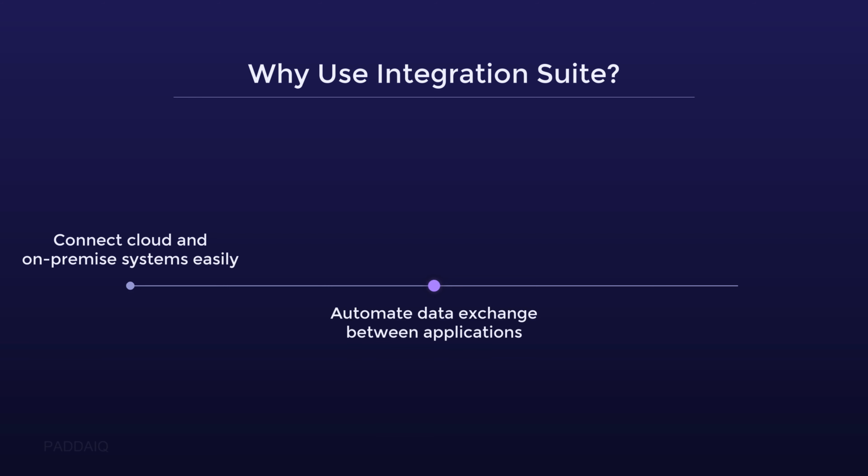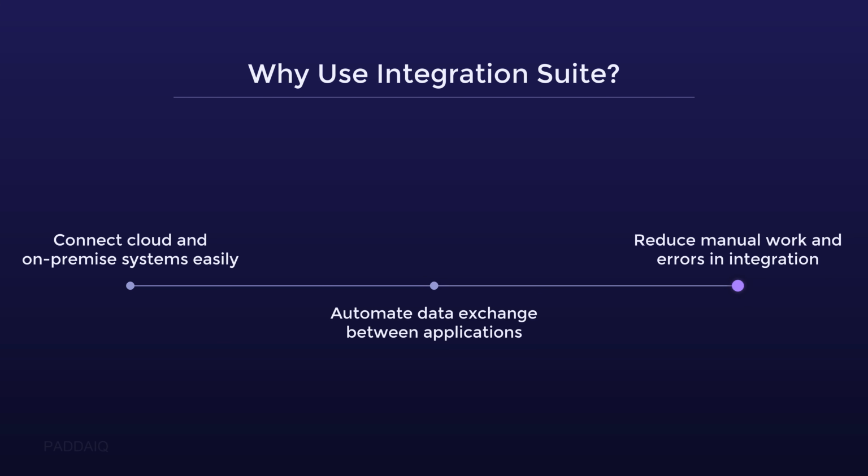Automate data exchange between applications. This means you can set up automatic, scheduled transfers of information between your different software systems without manual effort. For instance, automatically sending daily sales data from your e-commerce platform to your accounting software. This automation saves significant time and reduces errors in your business processes.